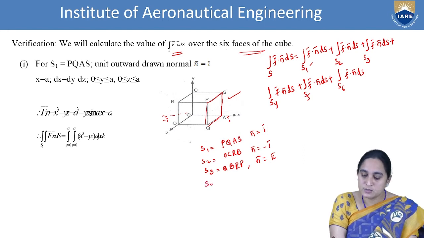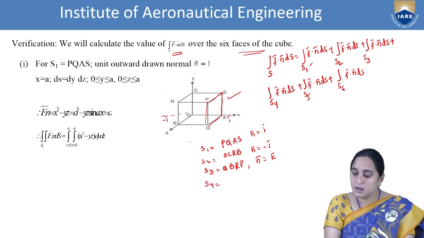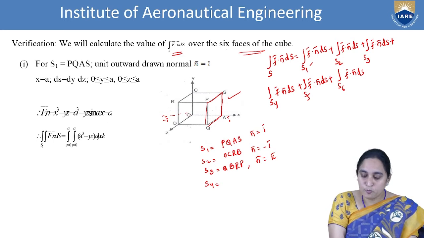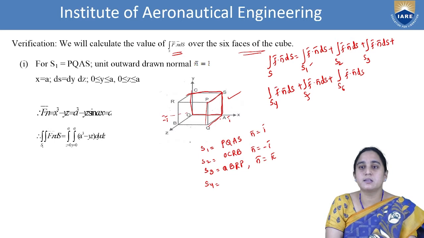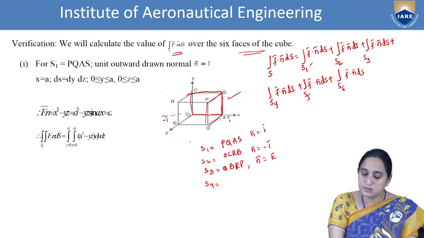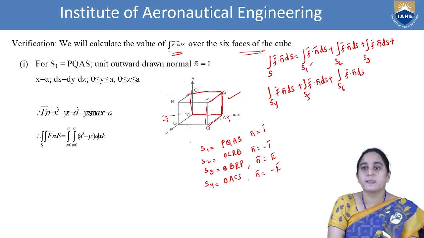And next is S4, the fourth face. What is the fourth face? OACS. That is the fourth face of the cube, OACS. It is on the z-axis, negative side, so n bar is equal to minus k bar.